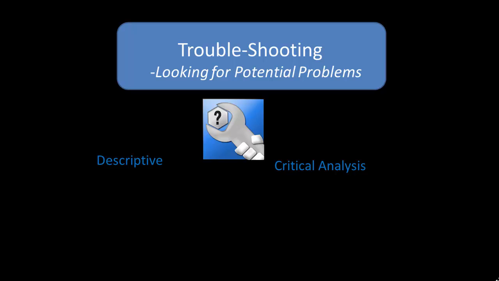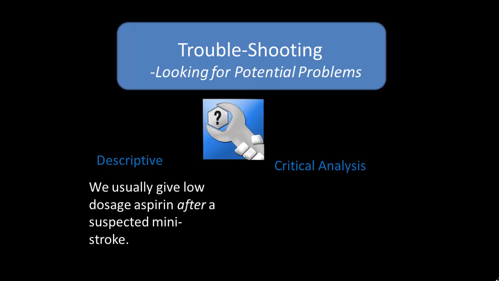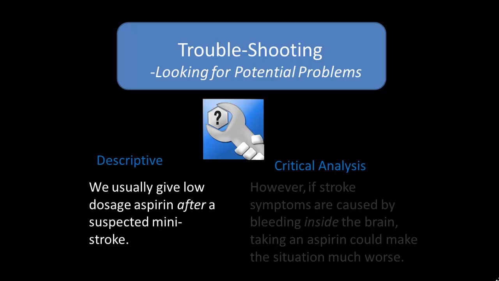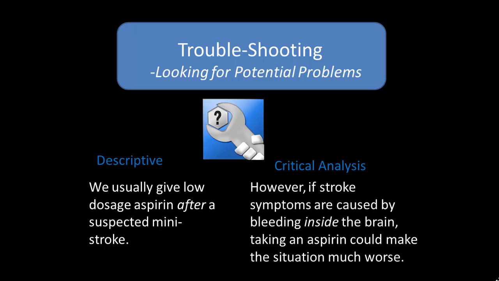So taking the looking for potential problems, my descriptive sentence is: we usually give low dosage aspirin after a suspected mini stroke. My analytical sentence is: however, if stroke symptoms are caused by bleeding inside the brain, taking an aspirin could make the situation much worse.